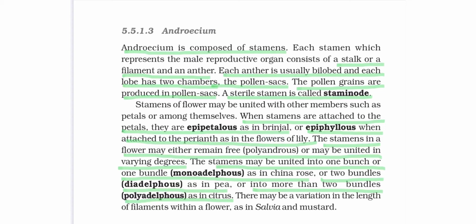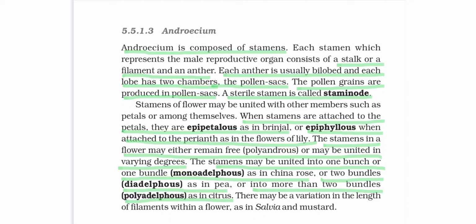When the stamens are present in two bundles, like in a pea, this condition is known as diadelphous. Similarly, when the stamens are present in more than two bundles, like in citrus, this condition is known as polydelphous. So mono means one bundle, di means two bundles, and poly means more than two bundles. Sometimes there may be variations in the length of filaments within the same flower, like in salvia and mustard.